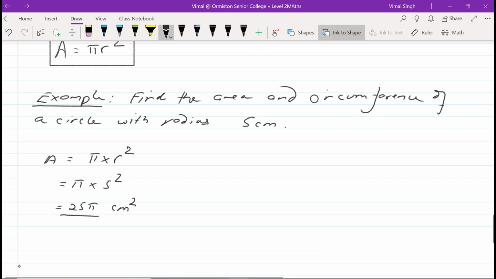Looking at the circumference, C is equal to 2 pi r, so that means 2 times pi times the radius, which is 5, so that gives me 10 pi centimeters. So circumference is basically the length around the circle, whereas the area is the space inside the circumference.